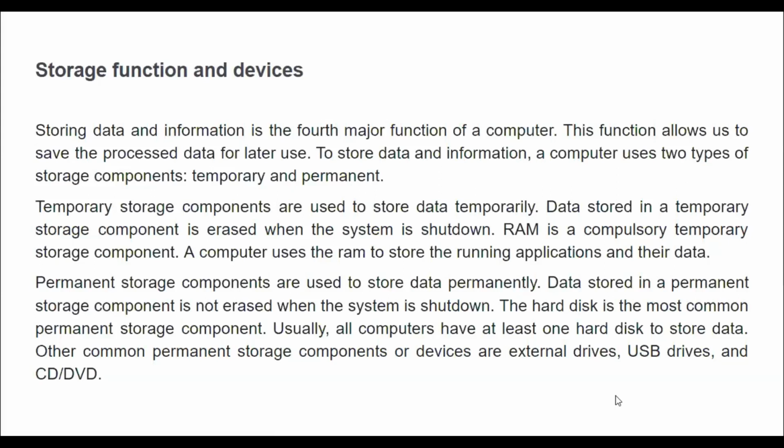The permanent storage components are used to store data permanently. The data stored in a permanent storage component is not erased when the system is shut down. The hard disk is the most common permanent storage component. Usually all computers have at least one hard disk to store data. Other common permanent storage components or devices are external drives or USB drives, and CDs and DVDs.